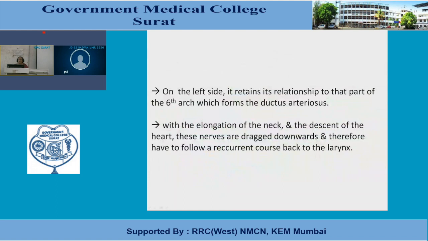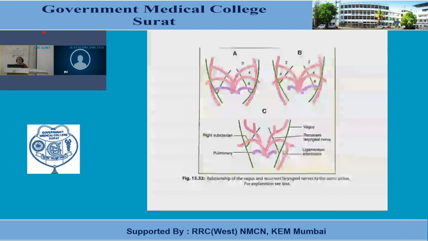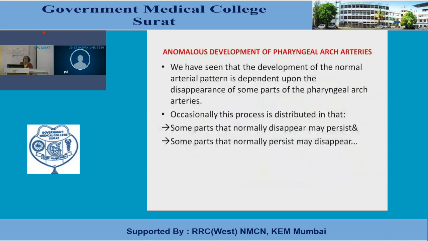With the elongation of the neck and the descent of the heart, these nerves are dragged downwards and therefore have to follow the recurrent course to the larynx. So this summarizes the relationships of the vagus nerve and the recurrent laryngeal nerves to the aortic arches, explained nicely here. Now, what about the anomalies, right?